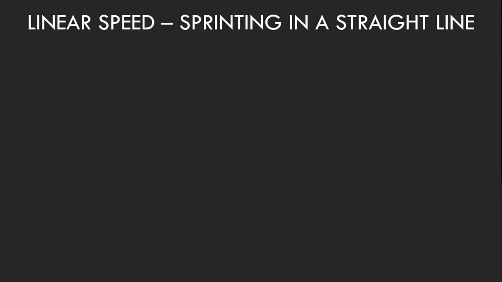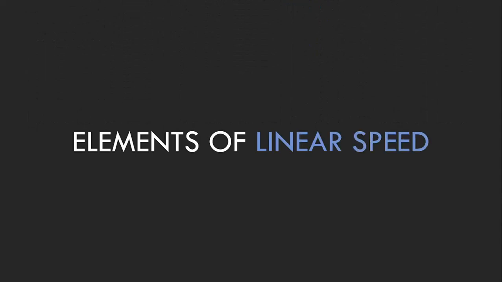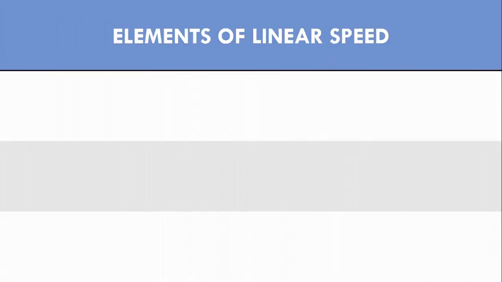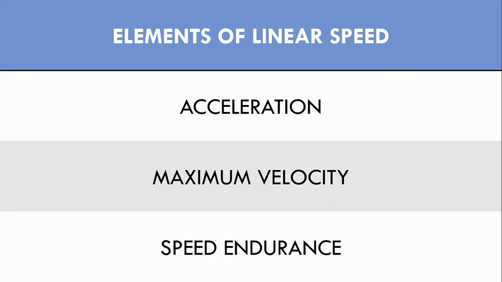Let's now explore the different elements that contribute to linear speed. When referring to speed training, we need to consider exactly what distance the athlete will cover. The distance of the sprints will slightly alter the elements which contribute to successful performance. We have three elements which will contribute to sprint performance and will be more or less emphasized based on the distance of the run. These elements are acceleration ability, maximum velocity, and speed endurance.